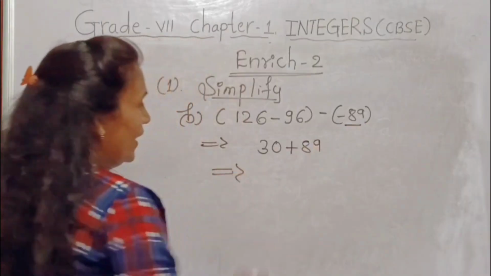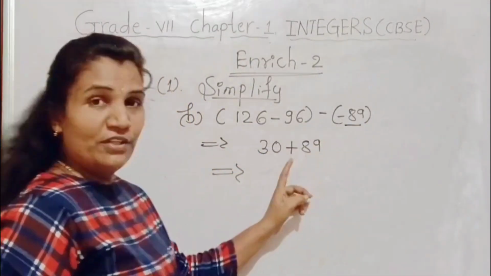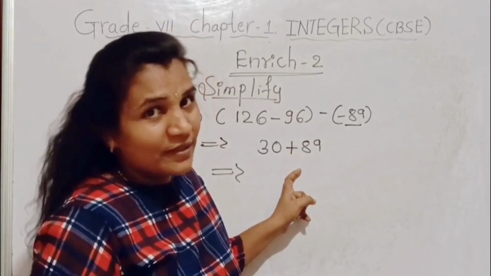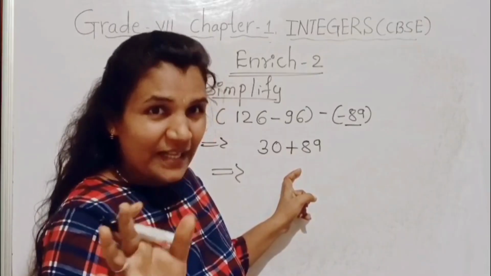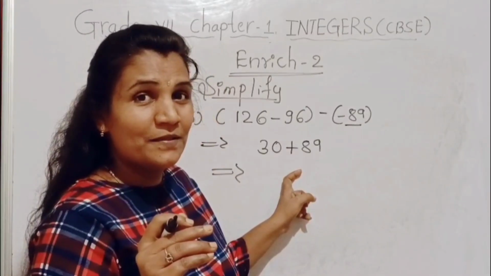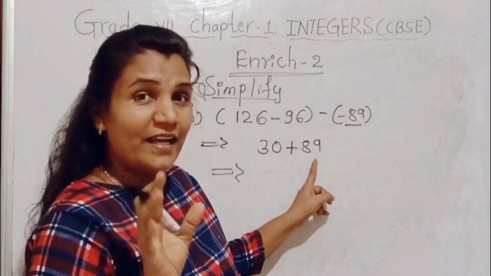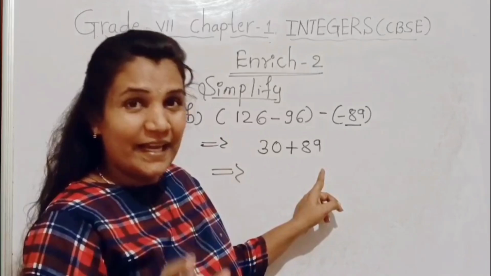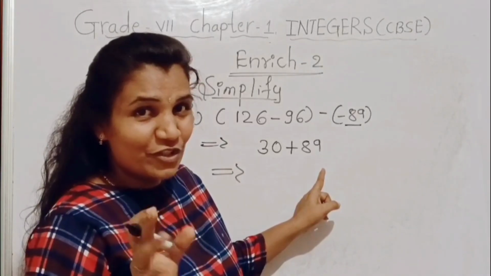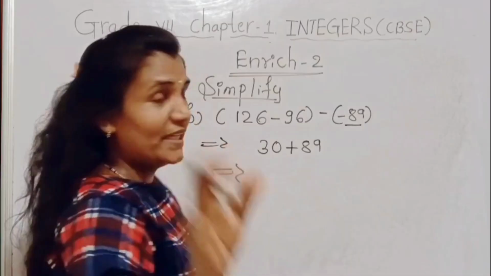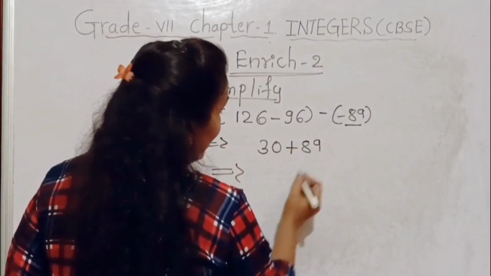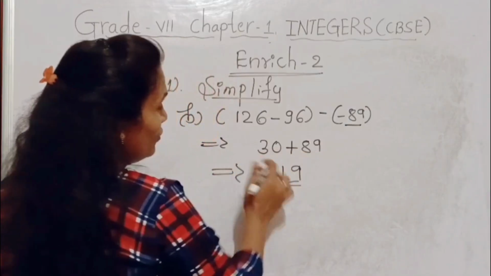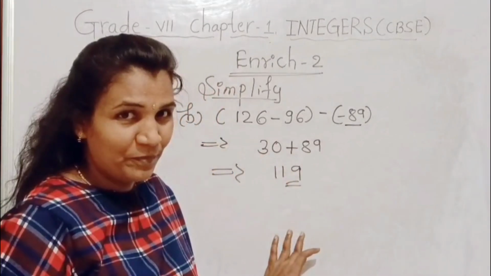89. Now, 30 plus 89. Here both are positive integers. The resulting sign should obviously be the bigger number's sign. Along with that, we should add both and keep the positive sign. Clear? Yes. Here 30 plus 89: 9 plus 0 is 9, 8 plus 3 is 11. Here both have a positive sign, so the result is positive. Clear? Yes.